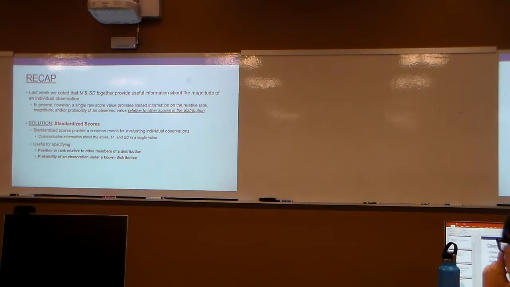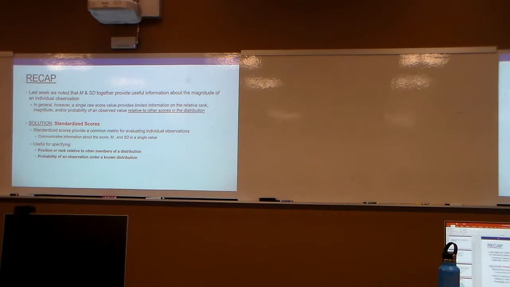So last week, i.e. 5 minutes ago, 2 minutes ago, 30 seconds ago, notice that if we have means and standard deviations, if we know information about that, we can start to draw some conclusions about how extreme a given score is if we know some stuff about the distribution. But knowing just a single score gives us limited information about the rank, the magnitude, the probability of capturing some type of score relative to other scores in the distribution.